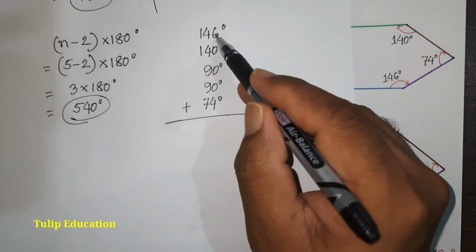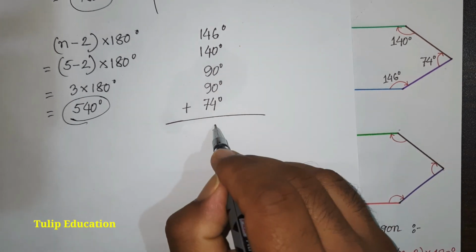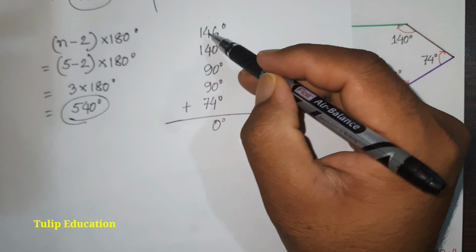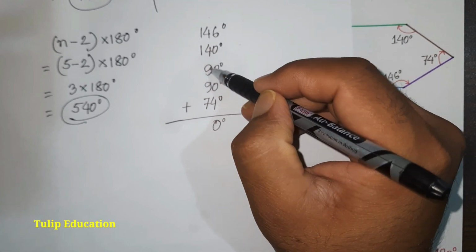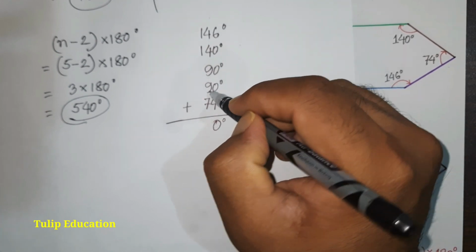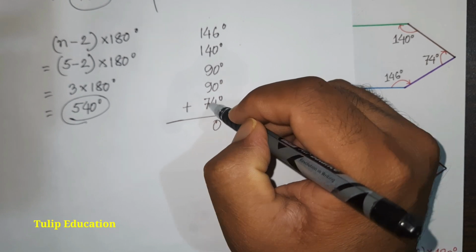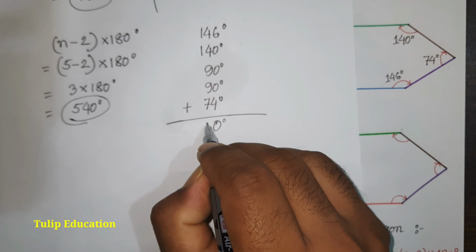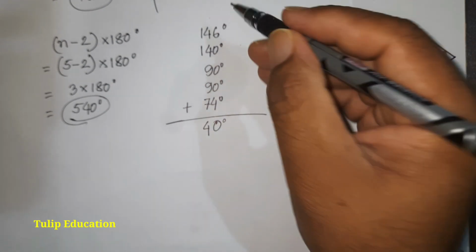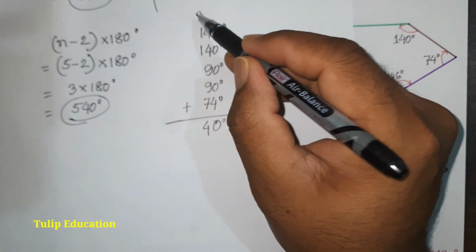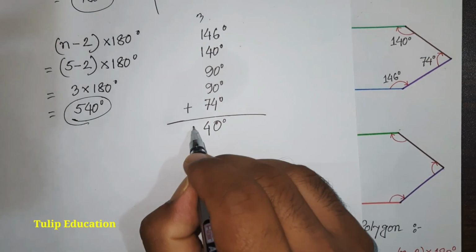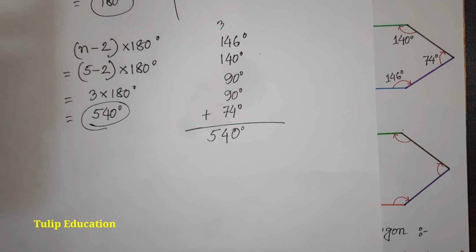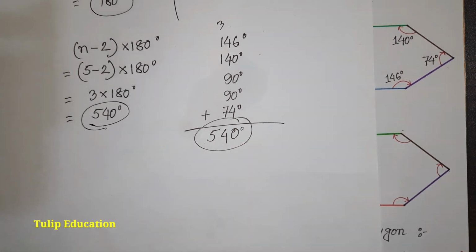So if we add 6 with 4, that will be 10. Remain 1. 1 plus 4, 5. And 4, 9. 9 nines, 18. 27. 27 and 7, that is 34. So 3 and 1, 4 and 1, 5. So we get the same result here, and that is 540 degrees.